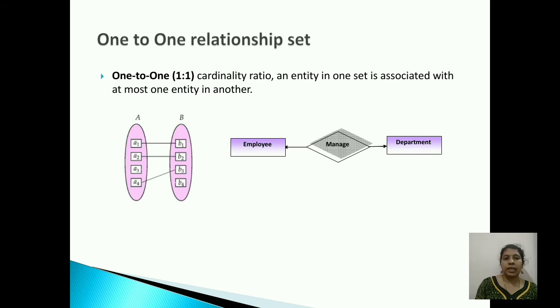One entity in one set is associated with at most one entity in another. At most, that means it may be associated with one entity in another set, or it may not. Okay, at most one entity. If it is having a relationship, it should be associated with exactly one entity in the entity set. Okay, so see the example: employee manages department.